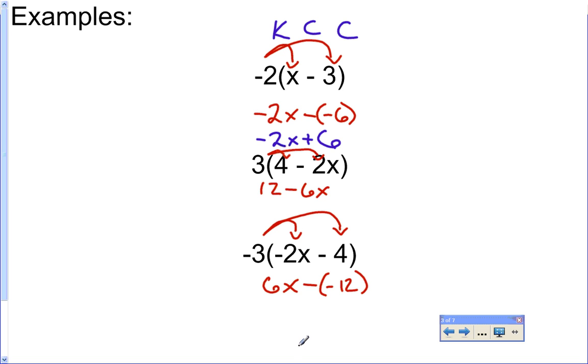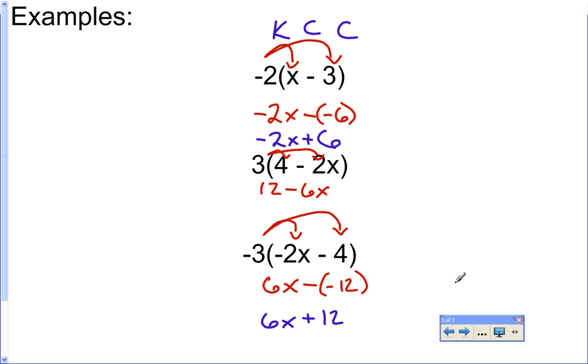Does that look goofy? Well, looks goofy to me, so I'm going to do keep it, change it, change it. So I kept the 6x, I changed the minus to plus, I changed the -12 to +12. I'd much rather work with this.